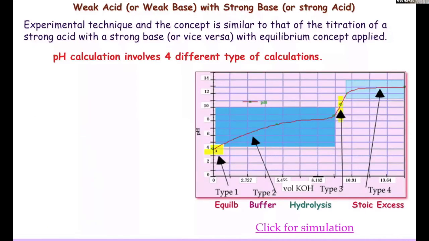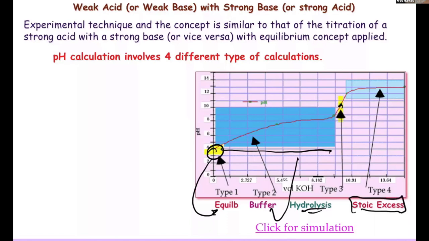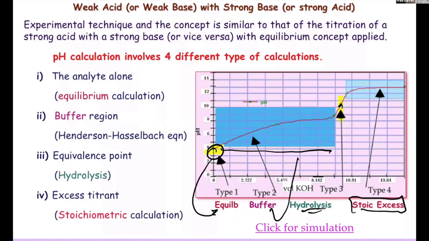Okay, so that's basically what's going on. Here you've got an equilibrium problem. Here in blue, you have the buffer problem, the Henderson-Hasselbalch equation. At the equivalence point, when the moles of the acid and the moles of the base are equal, this is the hydrolysis. It's like solving for salts, the pH of salts. And here, it's basically stoichiometry. That's the four regions that you guys are going to be approaching in these types of problems. Okay, so that's what we have.